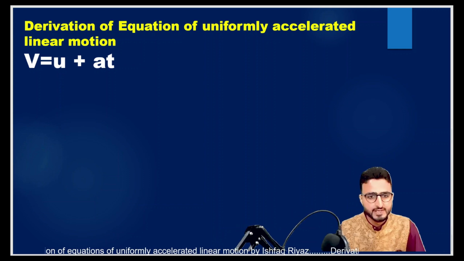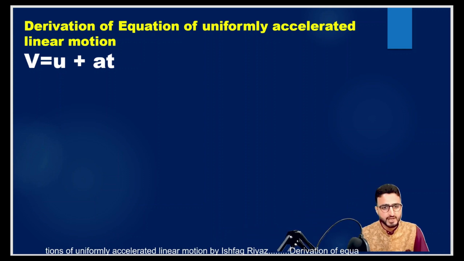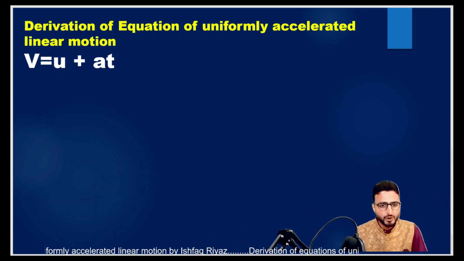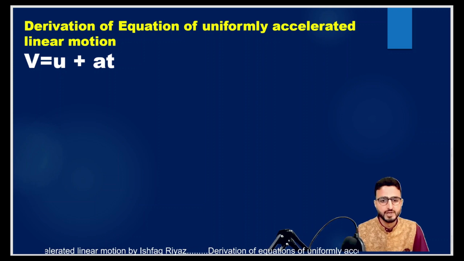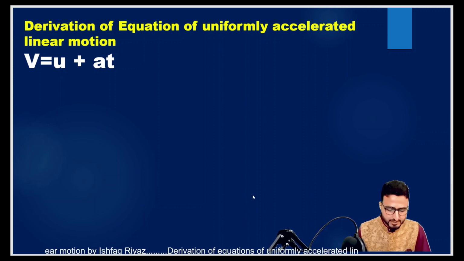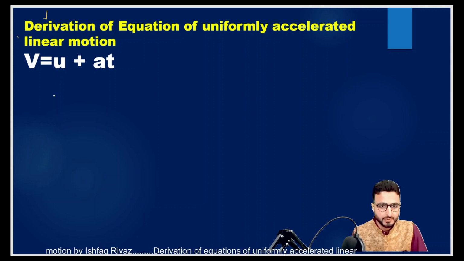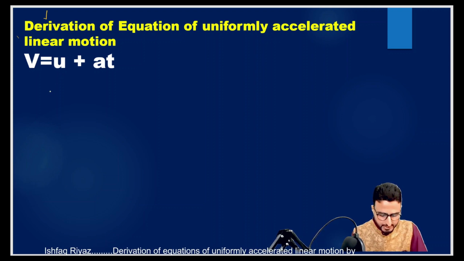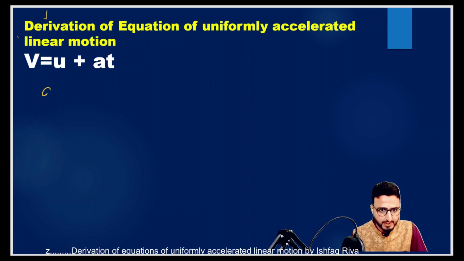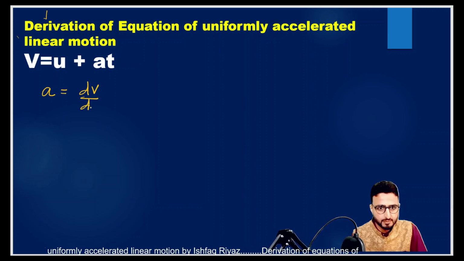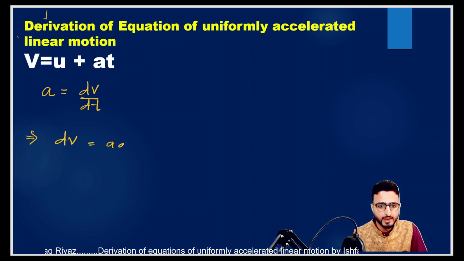So what is v? It is final velocity. u is the initial velocity. a is the uniform acceleration and t is the time interval. Right? So let me start it here. We define acceleration as rate of change of velocity. So acceleration a, we define it as rate of change of velocity. So it is dv by dt. Right? So from this very equation, we can write dv is equal to a dt.